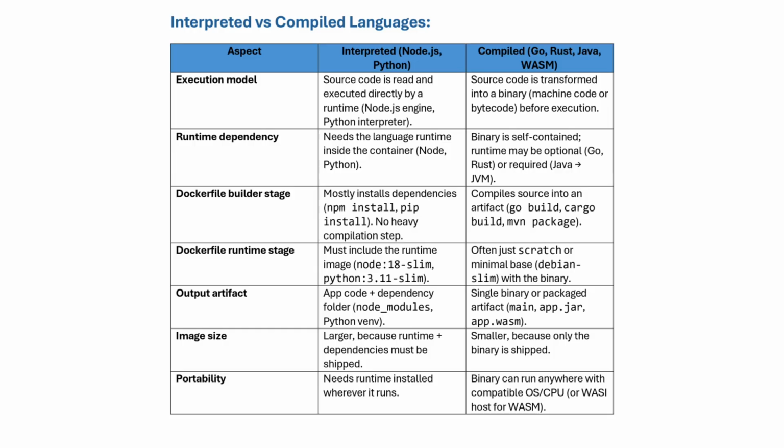Runtime dependency. Interpreted languages need the language runtime inside the container, that is Node or Python, whereas in compiled languages, because the binary is self-contained, the runtime may be optional. For Go or Rust, runtime dependencies are not needed; it is required only for Java, that is the Java Virtual Machine.